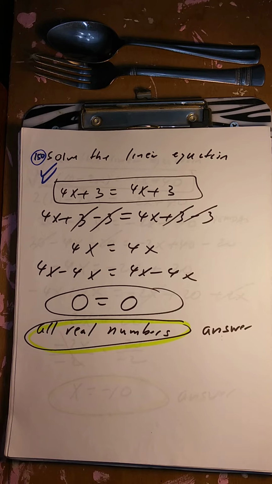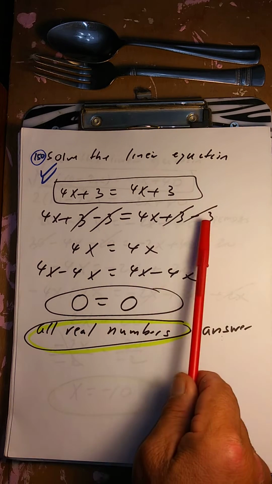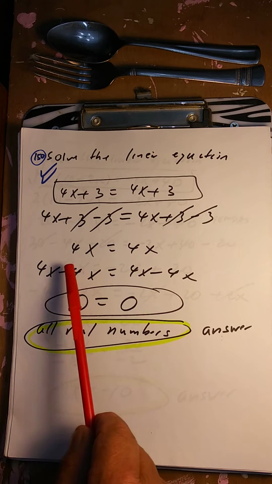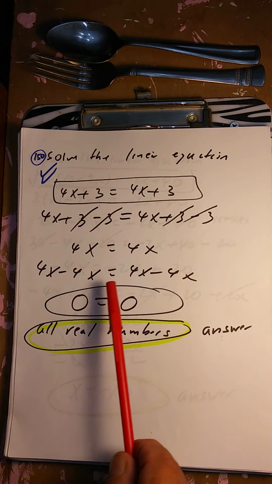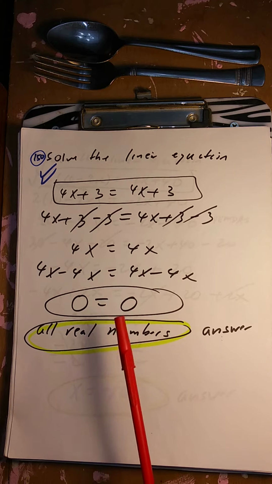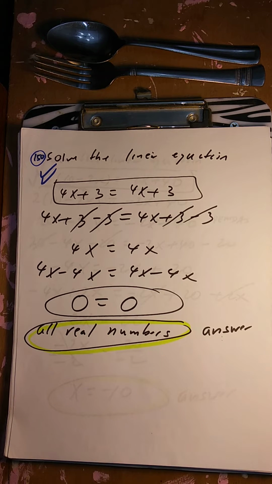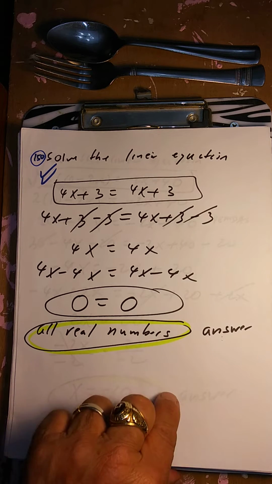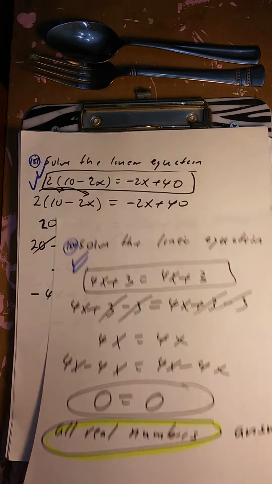Solve the linear equation. So subtract 3. Subtract 3. So you have 4x with 4x. Minus 4x. So we have 0 equals 0. That means that all real numbers work. It's an identity. No matter what number you put in there, it works. That side equals the right side always.